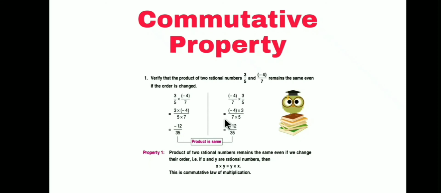Now if we interchange the position of the rational numbers, then it becomes minus 4 upon 7 into 3 upon 5, which is equal to minus 4 into 3 upon 7 into 5, which is equal to minus 12 upon 35. When we interchange the position of the rational numbers, the product obtained in both the cases are same. This shows that product of two rational numbers remains the same if we change their order. That is, if x and y are rational numbers, then x into y is equal to y into x. This is the commutative law of multiplication.